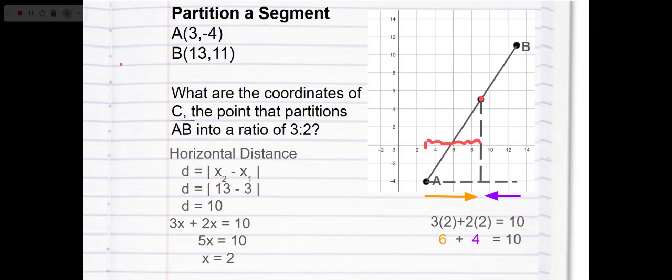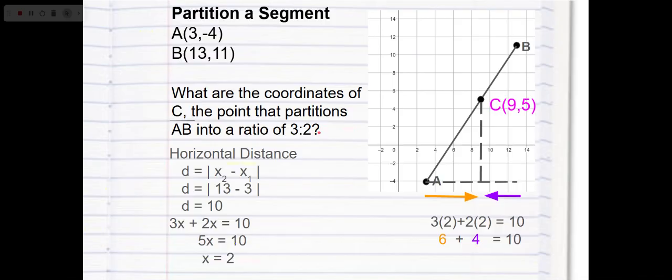And so my Y value is 5, right? 5. So 9 comma 5. So that's the point that is going to partition or divide my segment into a ratio of 3 to 2.